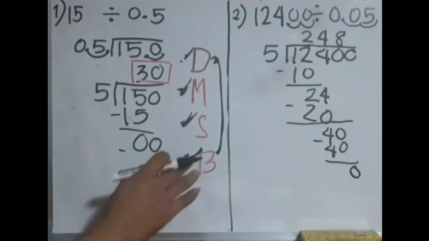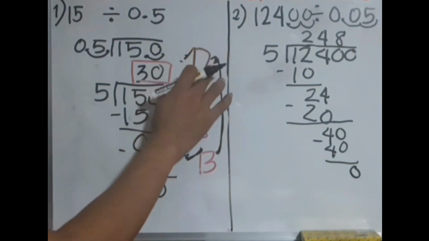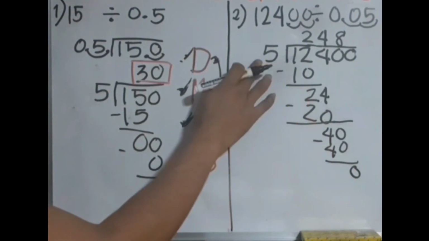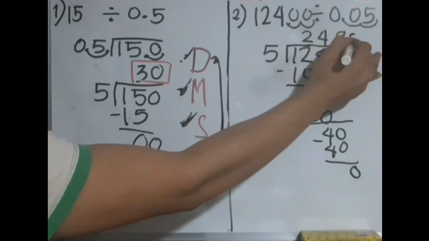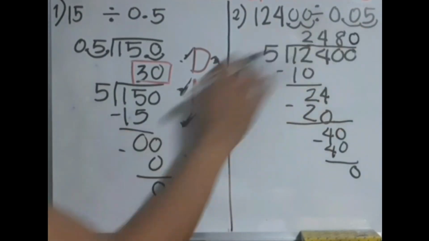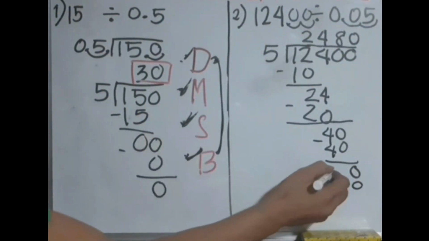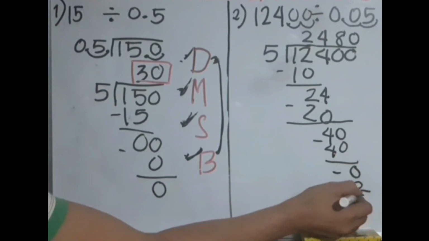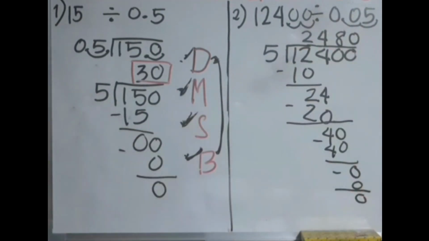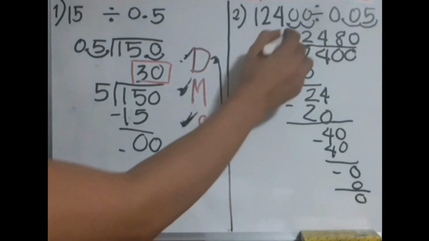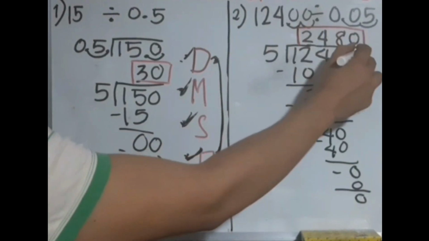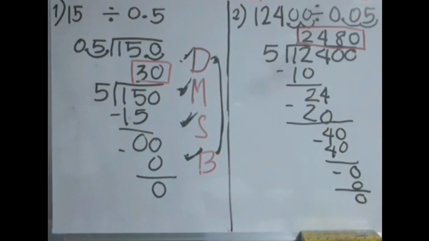Right? So, dahil nag-bring down tayo, babalik tayo sa first step, which is divide. 0 divided by 5 is equals to 0. And then, multiply. 0 times 5 is equals to 0. Then, subtract. 0 minus 0 is equals to 0. Since wala na tayong i-bring down, that means tapos na yung ating pag-divide. Ngayon, so what will be now our final answer? That will be 2,480. So, nawa, naging malinaw sa inyo.